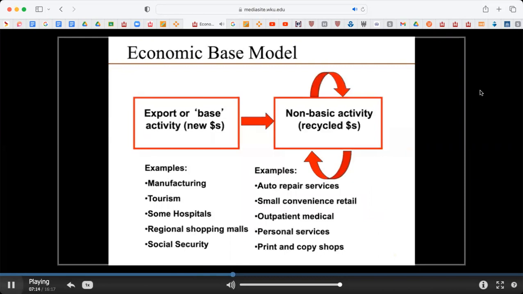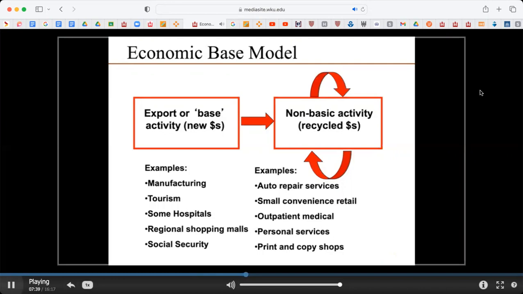That's really going to form the basis of a location quotient. Geographers call it base or basic. Economists call it export, and that is money from that activity, from that type of firm, flows out and in.